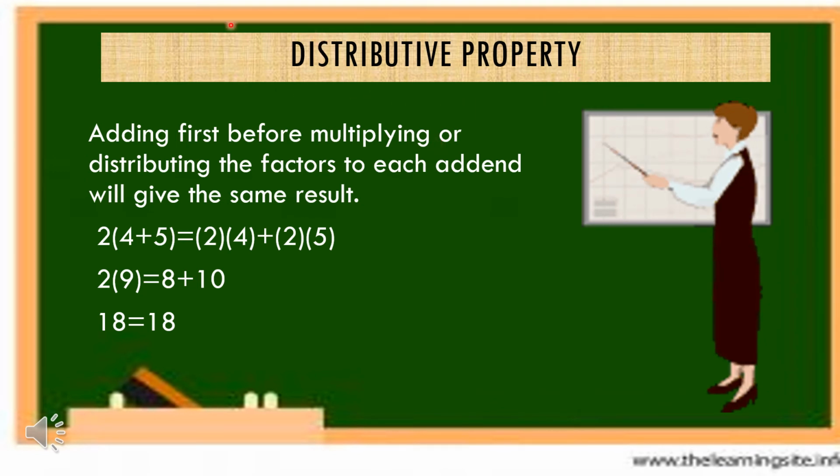We have distributive property. Adding first before multiplying, or distributing the factors to its addends, will give the same result. So, if we multiply 2 by the quantity of 4 plus 5, what is the quantity of 4 plus 5? The answer is 9. So 2 times 9 is 18. Or if we distribute, 2 times 4 plus 2 times 5, 2 times 4 is 8, and 2 times 5 is 10. 8 plus 10 equals 18. And that is distributive property.